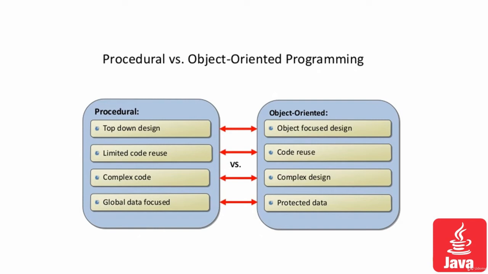With the procedural approach, the focus is on global data, and with object-oriented, we focus on protected, public, and private data. The public, private, and protected data concept is similar. I will tell you in inheritance.